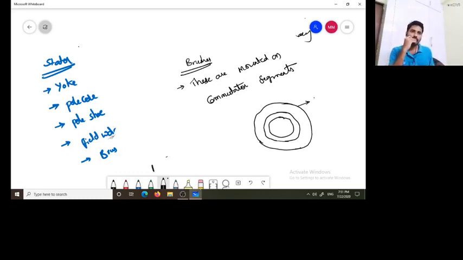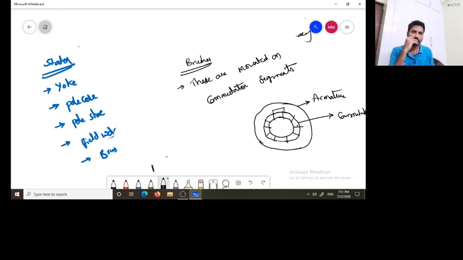Suppose this is an armature, and this is a commutator having segments like this. The number of splits are called segments. We will discuss in detail later what is meant by armature and what is meant by commutator.